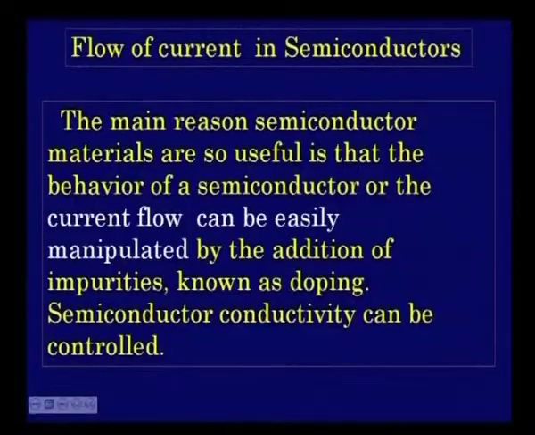Therefore, the flow of current in semiconductors can be controlled, that is the important thing, by doping, by putting some impurities. What is doping? You are putting some impurities, and you can increase the number of electrons or the number of holes. You would have studied about electrons and holes.